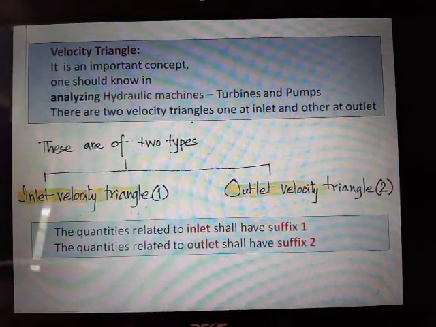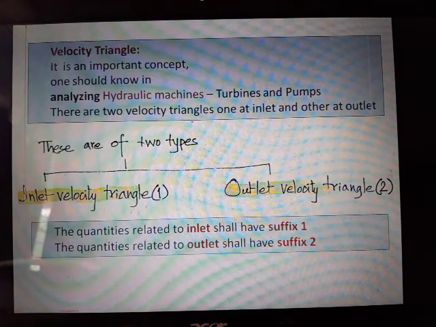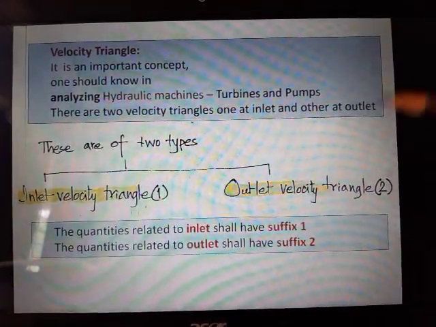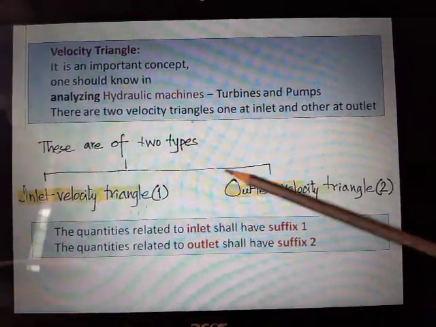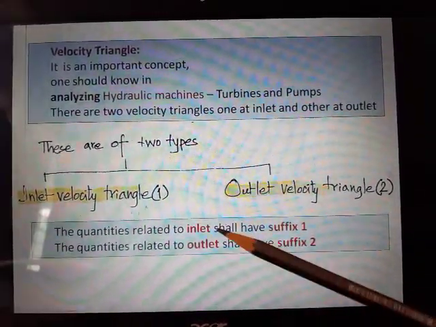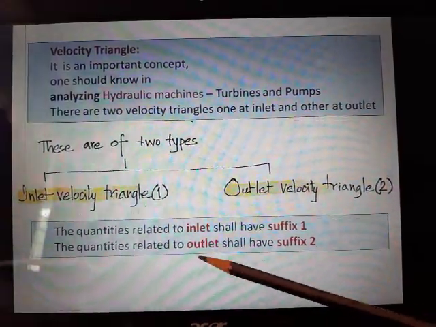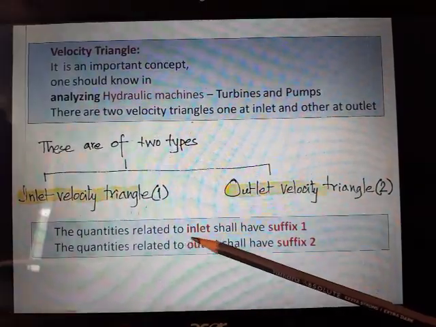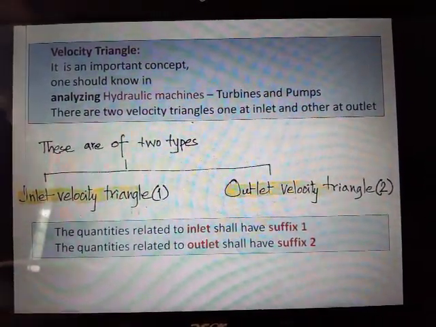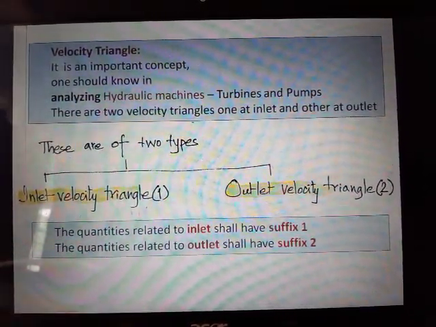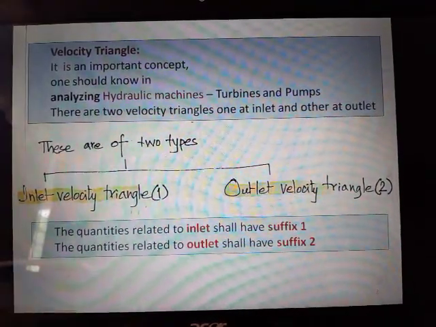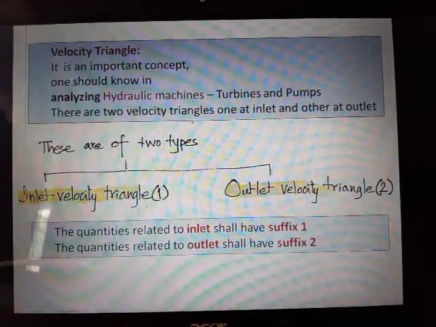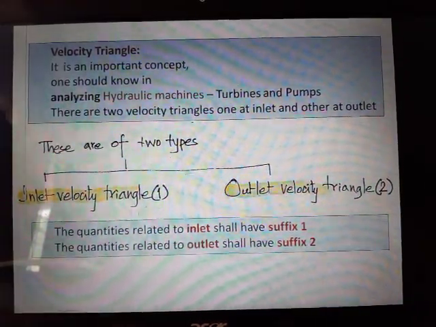So there are two types of velocity triangles, one at the inlet and the other at the outlet, as shown here. Now, to identify both, an easy way of doing it is that the quantities related to the inlet velocity triangle shall have a suffix 1, and the quantities related to the outlet velocity triangle shall have suffix 2.